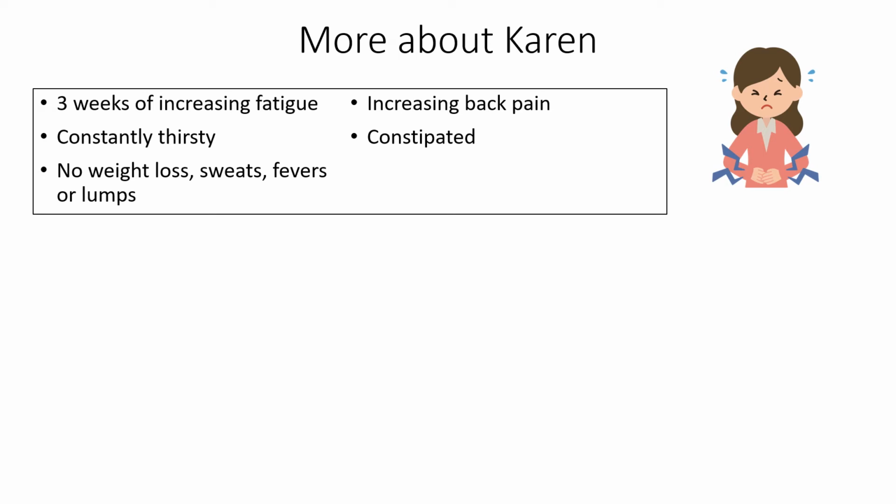So her history of presenting complaint, she's had 3 weeks of increasing fatigue, she's thirsty all the time, she's got back pain and is constipated. So these all go fairly neatly with standard hypercalcemia. Of note, she's got no weight loss, sweats, fevers or lumps. But the one thing I'm really interested in this part of the history is this, the 3 weeks. Quite a short history, and that would make me worry.